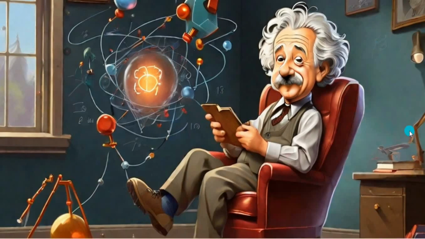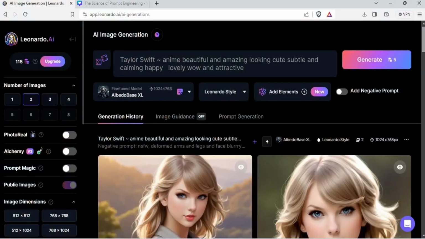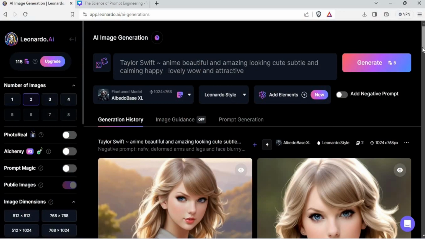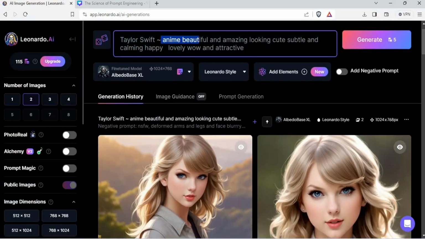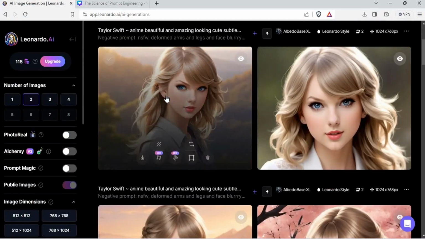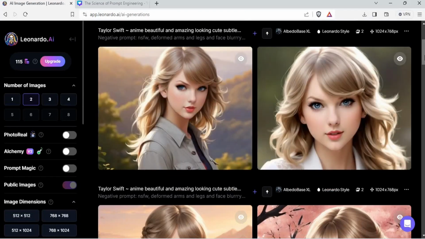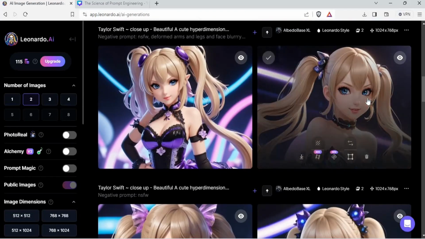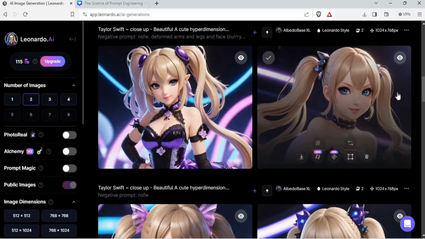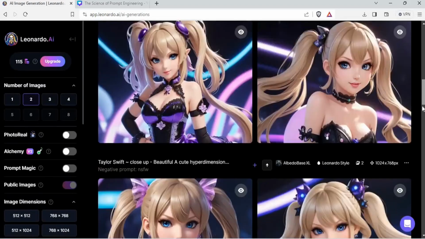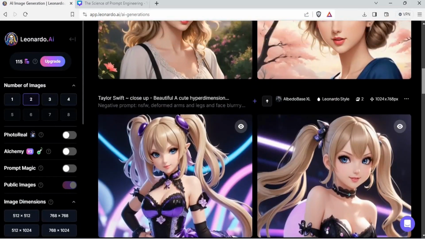Now let me show you, before we end this lecture, how I made that one. So, folks, this was the Taylor Swift image that I was talking about. This is, as you know, the prompt: Taylor Swift, anime, beautiful, cute, subtle, calming, happy, lovely, wow, attractive. I put it up and it created this. These are the second images. The first one was these images. Yeah, look at this. You remember this one? Yeah, this was the one that I put on the slide. Yeah, that was the one. So these were the images that were created first. This is how it's done.